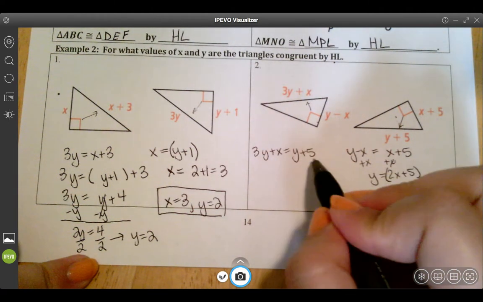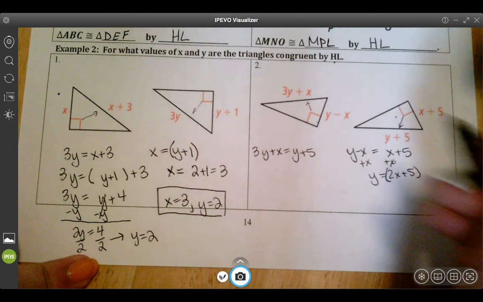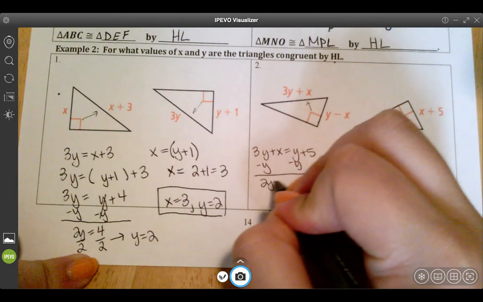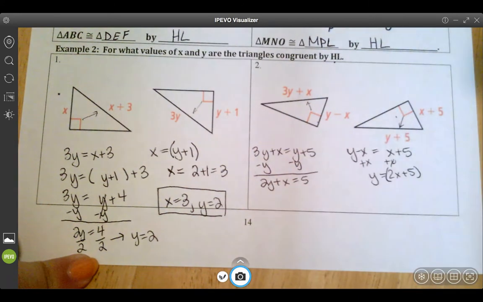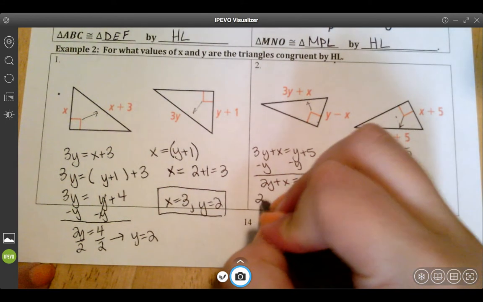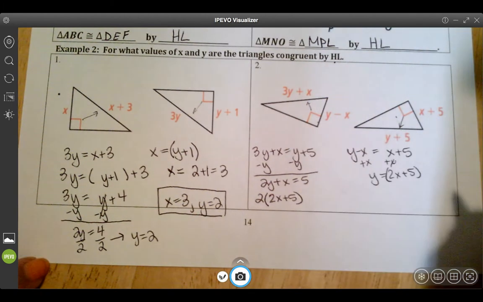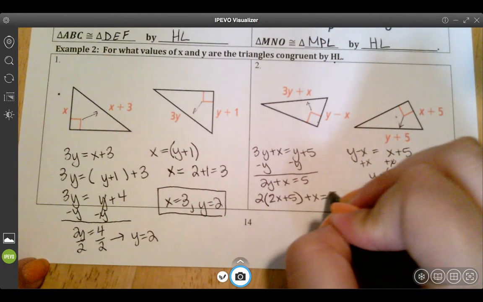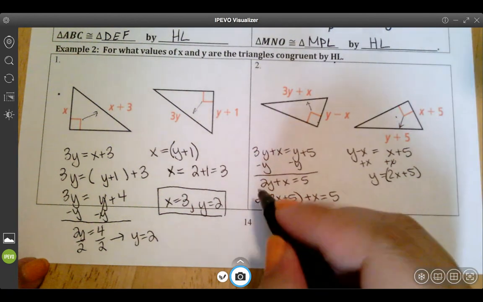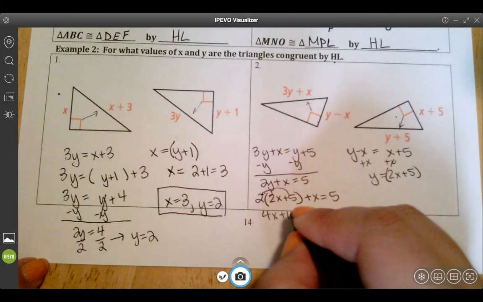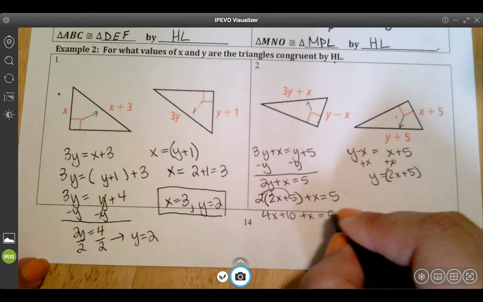So everywhere that there's a y, I'll substitute a 2x plus 5. It might be easier if we simplify this statement first. So let's go ahead and subtract y from both sides. 2y plus x equals 5. Now there's only one y that I have to substitute into. If you don't simplify first, you will still get the same answer. 2 times 2x plus 5 is replacing my y, plus x equals 5. Distributive property. So I get that 4x plus 10 plus x equals 5.